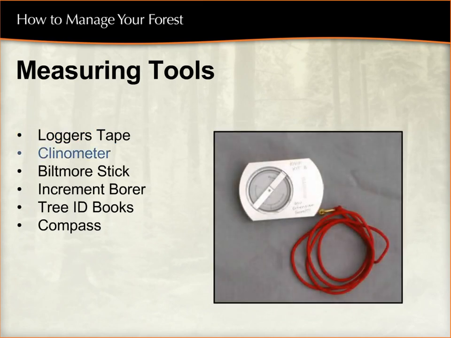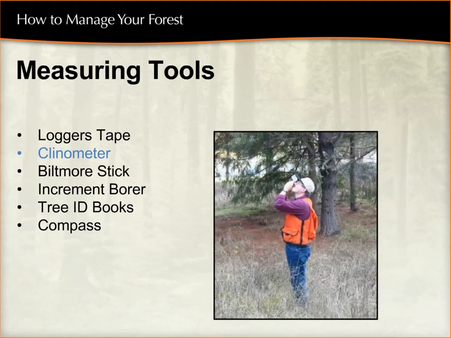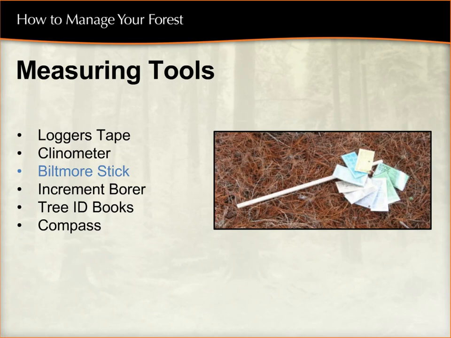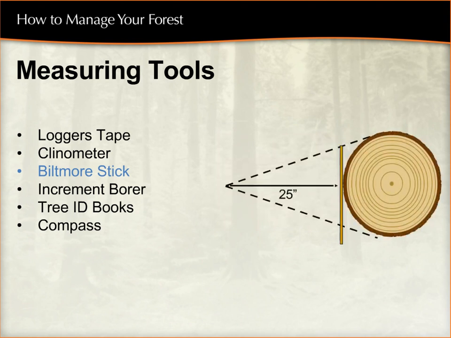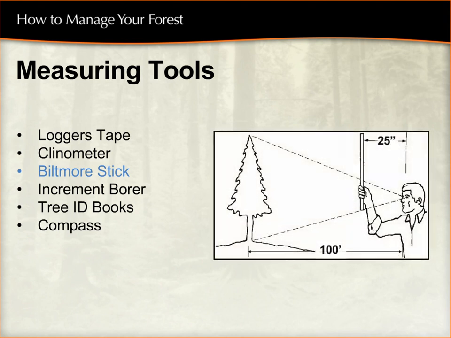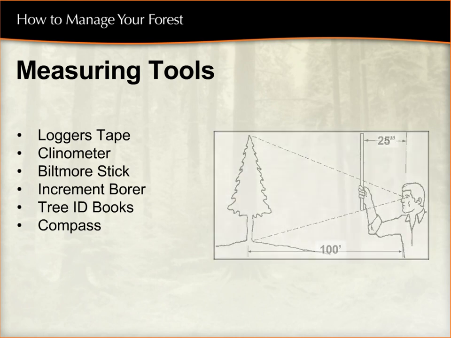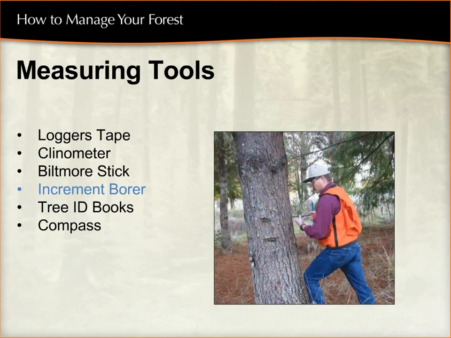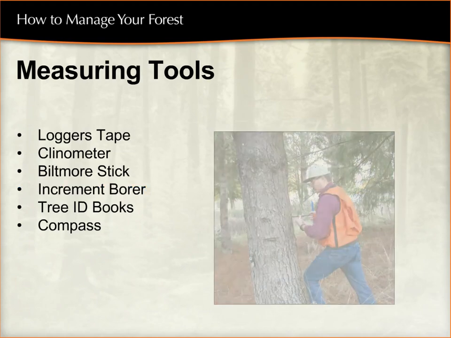A clinometer is an optical tool that's used to measure slope and angle. It can be used to measure the slope of a hillside or a road, but it can also be used to measure the heights of trees. A Biltmore stick is a stick that's calibrated to allow you to use it to measure tree diameter and also tree height. An increment bore is a special drill that's used to extract a core from a living tree in order to determine its age and growth rate.